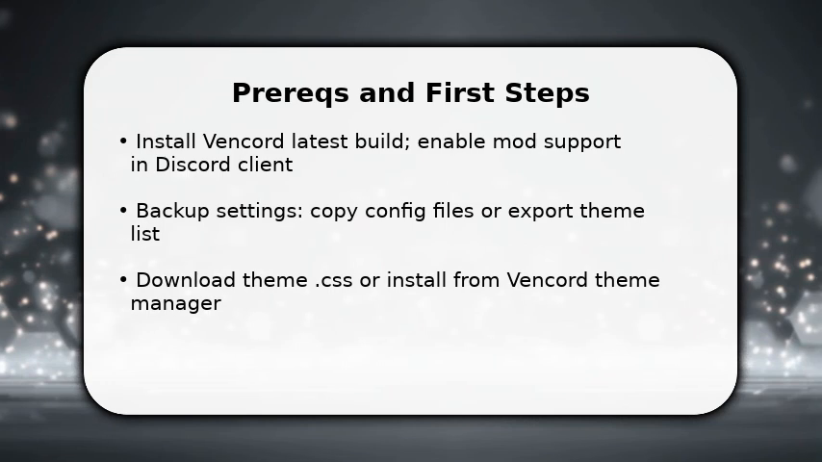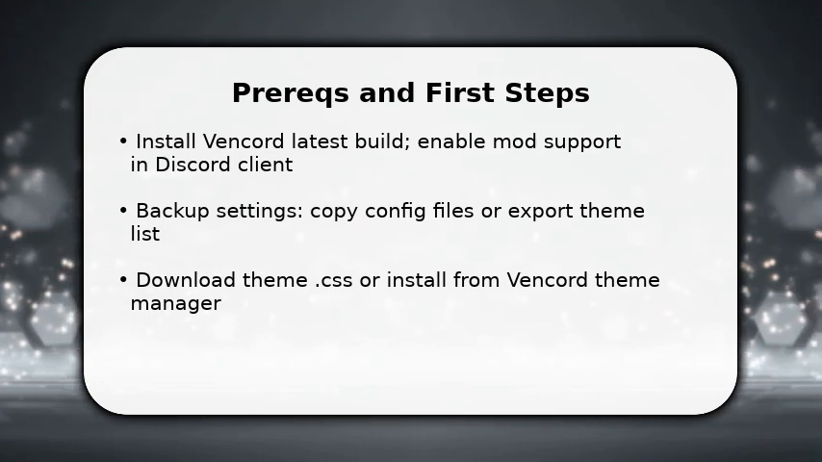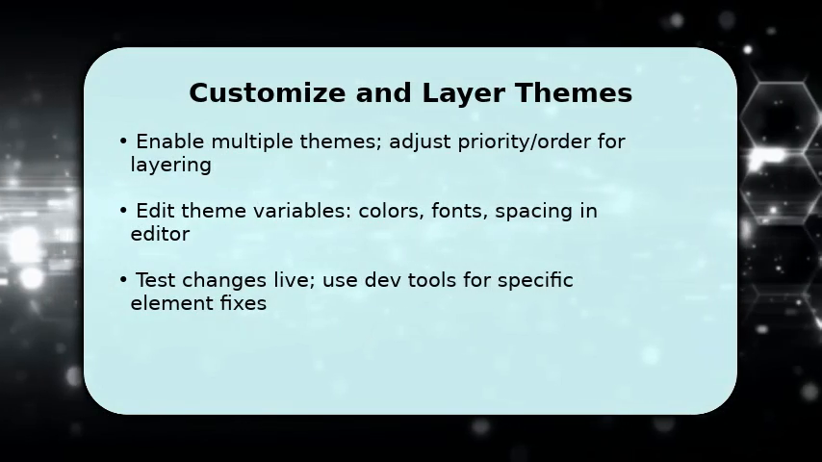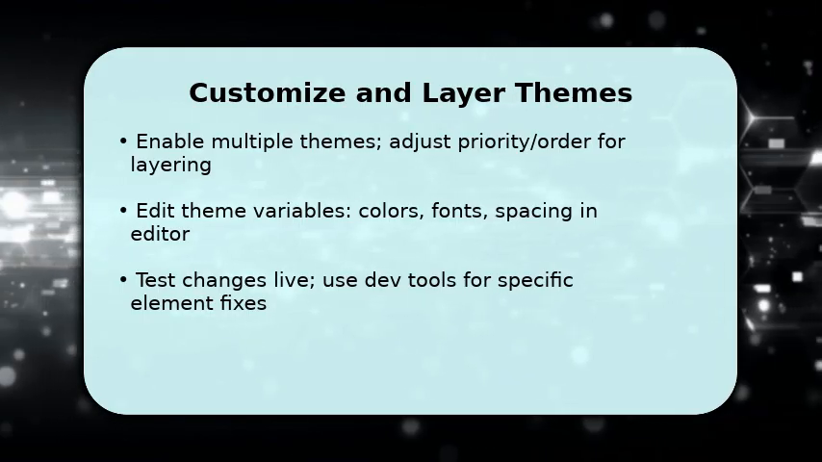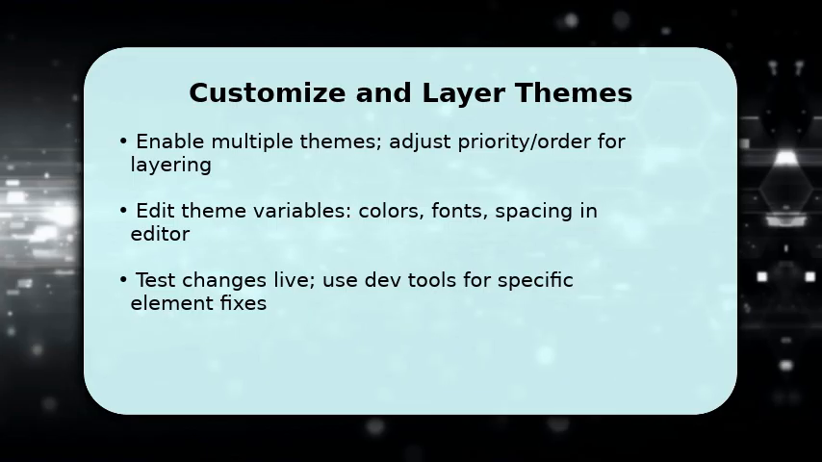Now customize themes by ordering them so higher priority styles override lower ones. Open the Vencord editor to edit variables like primary color, fonts, and spacing. This keeps changes modular and reversible.